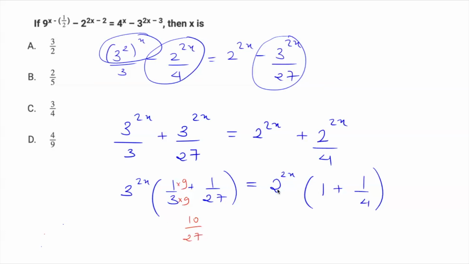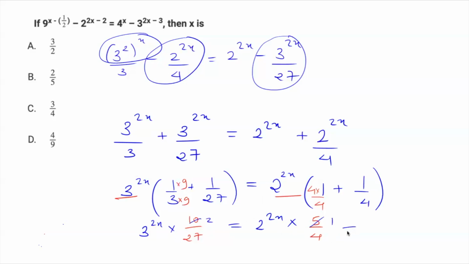Similarly, we have 1 plus 1 by 4 multiplying here above and below by 4. We have 4 by 4 plus 1 by 4. That becomes 5 by 4. Writing these two terms as it is. So 3 raised to 2x into 10 by 27 will be same as 2 raised to 2x into 5 by 4. So what we can do is we can cancel out 5 ones are and 5 twos are. Take the 2 on the right hand side and so 27.